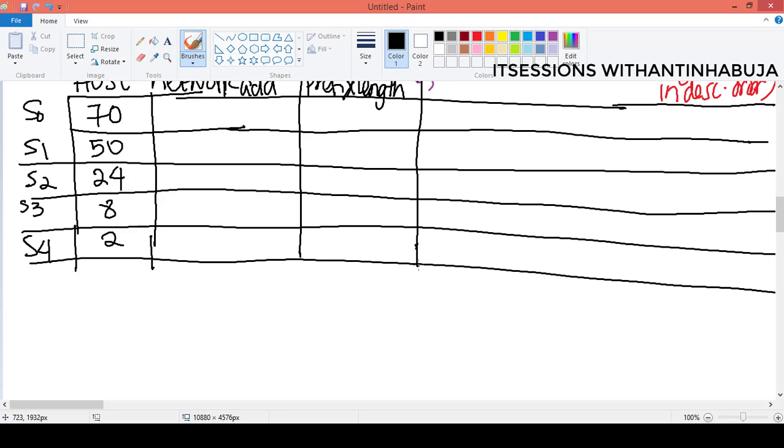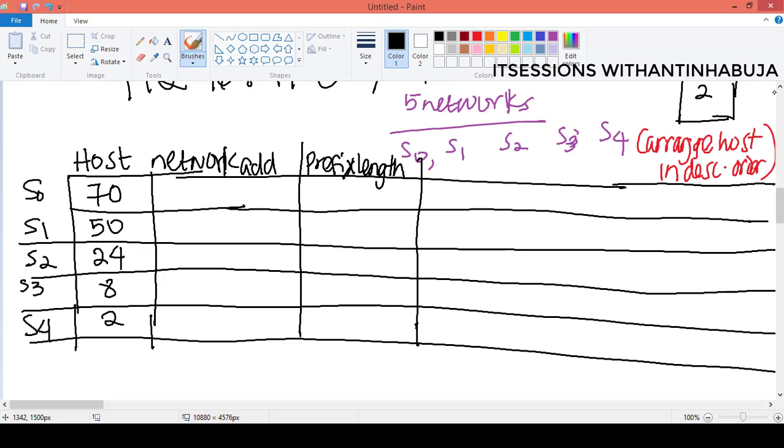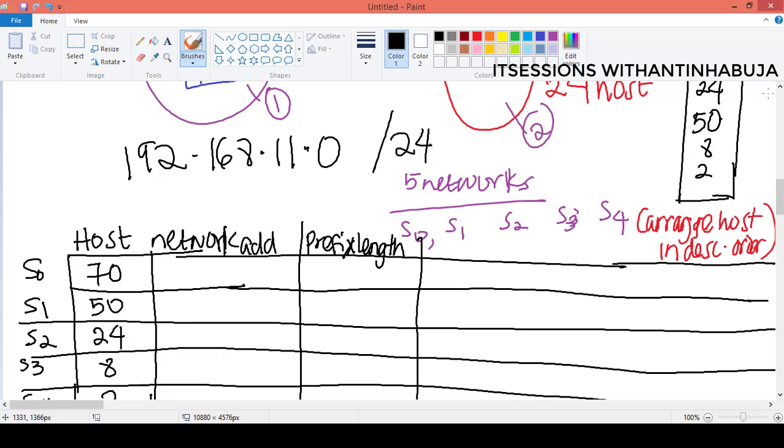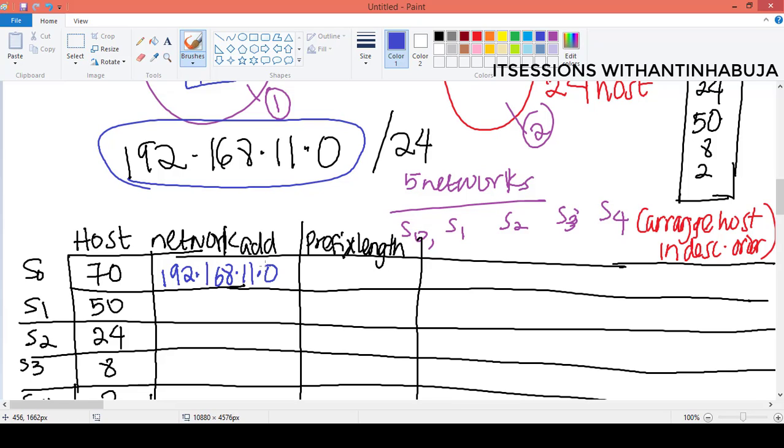So this is it. Now, given our number of hosts, we'll then check for the network address. For S0, we will use the network address given to us, but we will not use the prefix length. We are going to make use of this network address here for S0. By standard, that's what you should do. Your first subnet uses the main network address given. So we have 192.168.11.0.